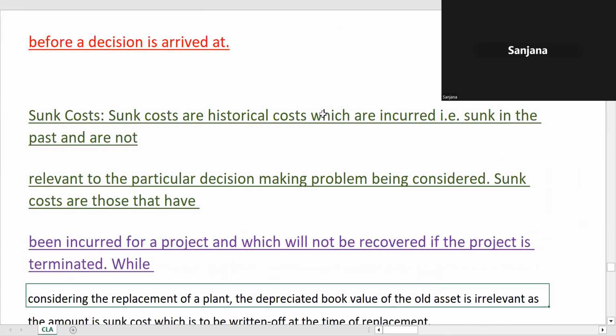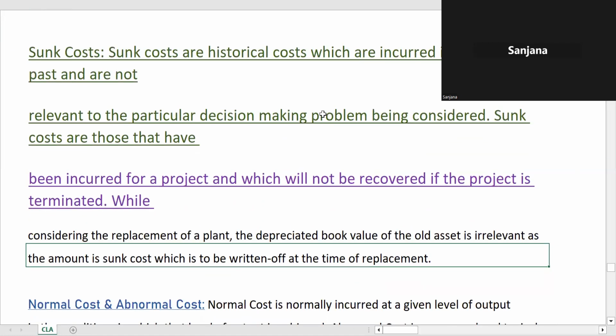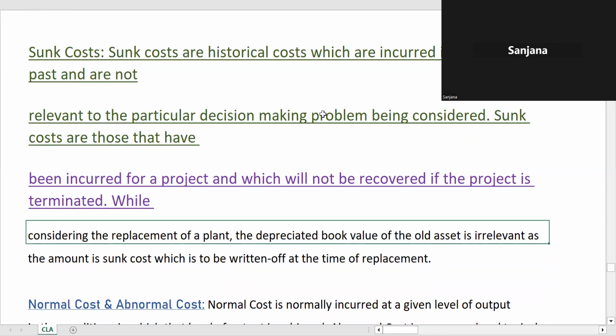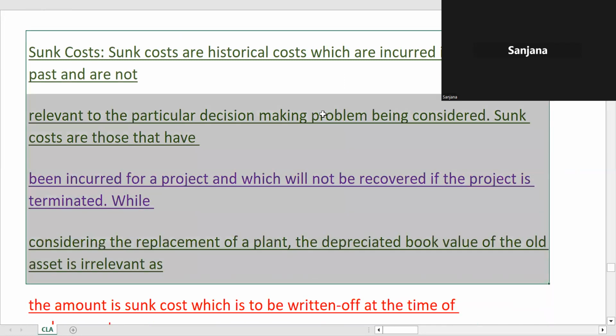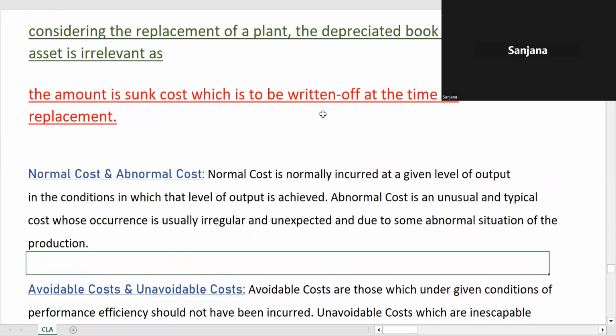So these costs which you have incurred in a project will not be recovered now. If you terminate a project, it will not be recovered. Now, if you want to replace a plant, say the current machinery is not functioning, then whatever its book value is, it is irrelevant, because you have to replace it. That is called sunk cost, which you have incurred, and now you cannot include it in your decision.